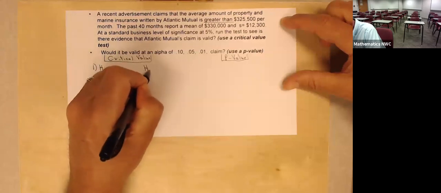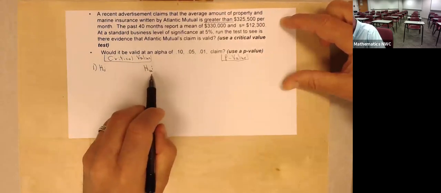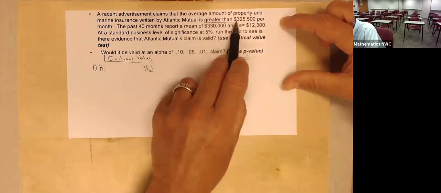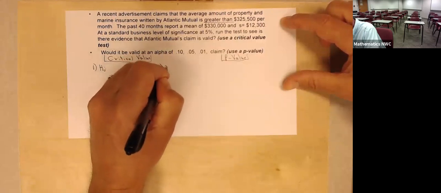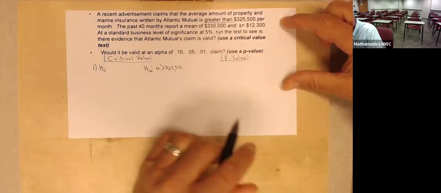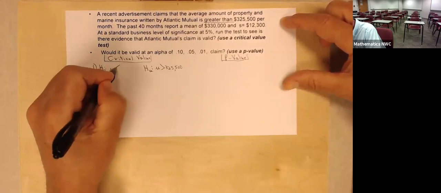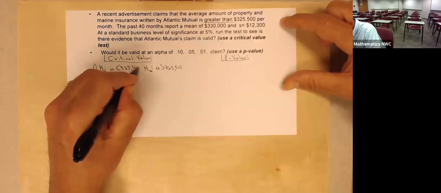I have to list the null and the alternative. The alternative is what I'm trying to show. I'm trying to show that it's greater than 325, so that's my alternative, greater than 325,500. The null must be the opposite. Opposite of greater than would be less than or equal to 325,500.